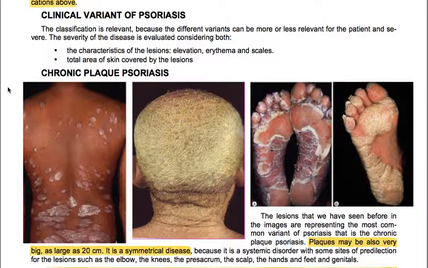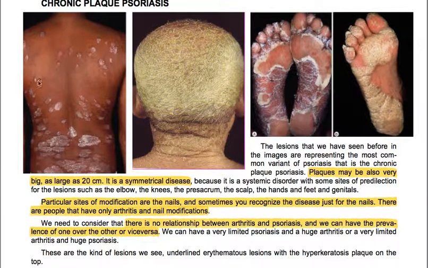We can have chronic plaque psoriasis, in which the lesions that we have seen before in the images are representing the most common variant of psoriasis. Plaques may also be very big, as large as 20 centimeters. It's a symmetrical disease because it's a systemic disorder with some sites of predilection for the lesions such as the elbows, the knees, the presacrum, the scalp, and the hands and feet and genitals.